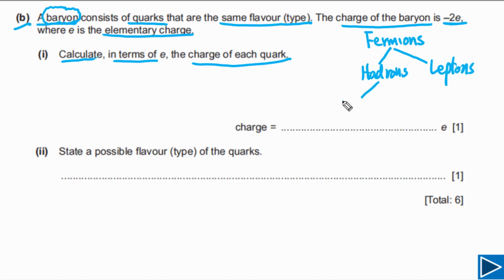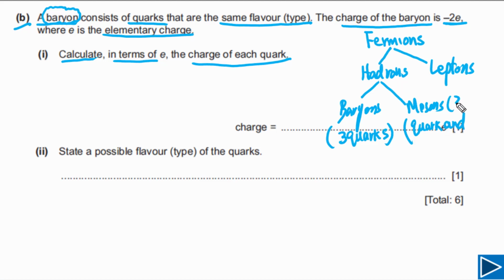Hadrons can be classified into baryons and mesons. Baryons consist of 3 quarks. They can be quarks or they can be antiquarks. Mesons consist of a quark and an antiquark, which means one of them will be a quark and the other one will be an antiquark. So mesons consist of two particles, one quark and one antiquark. But baryons consist of three quarks.